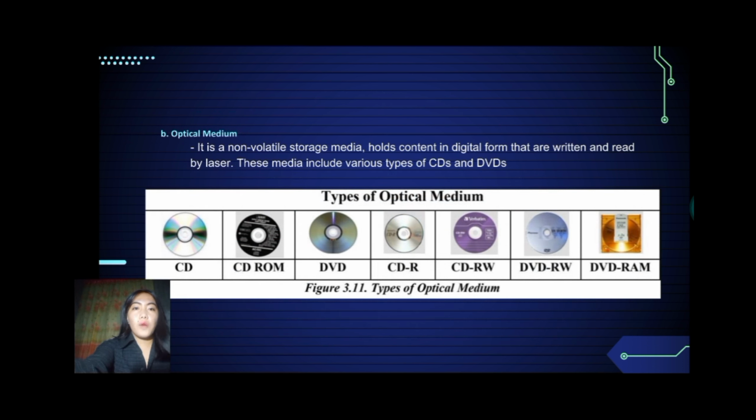Second one, optical medium. It encompasses various types of optical discs, such as CDs and DVDs. These discs are typically composed of a polycarbonate substrate layer with a reflective layer, usually made of aluminum, and a protective outer layer.